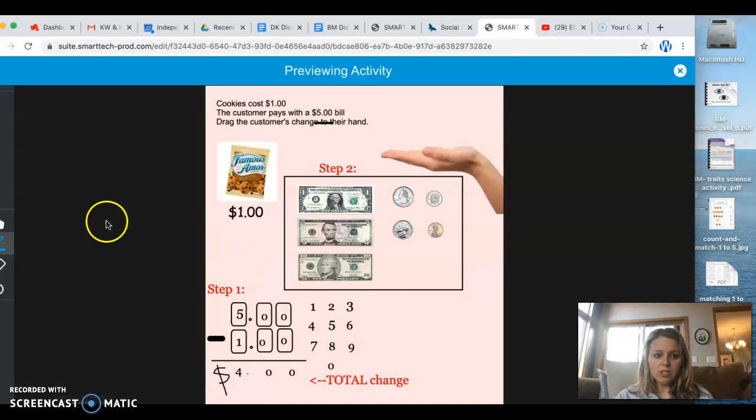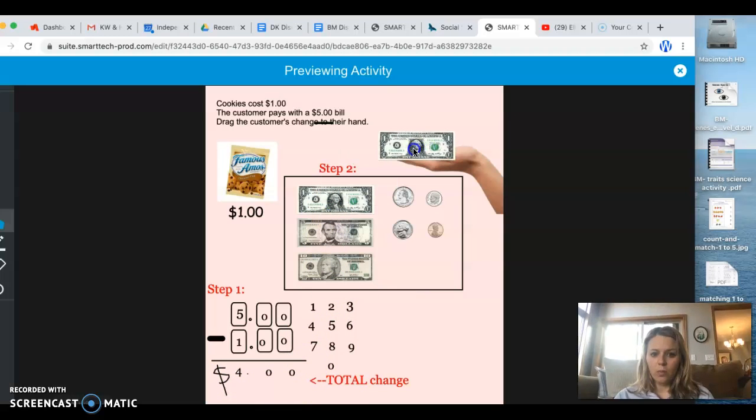Okay, so step 2, we're going to use our money box here to pay the customer the amount of change. So we're going to give our customer $4. 1, 2, 3, 4. $4.